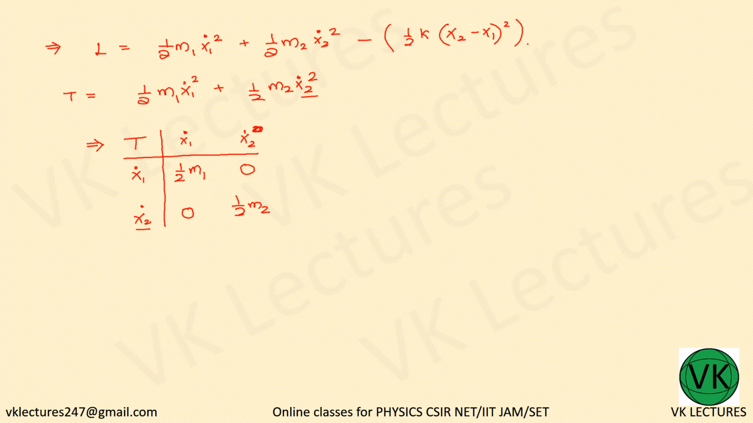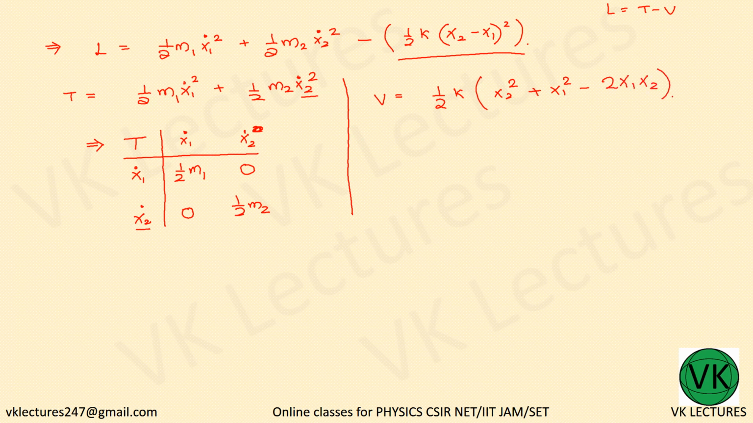Now coming to the potential V. The Lagrangian is L is equal to T minus V. Whatever we have here is the potential, half K into x2 squared plus x1 squared minus 2 x1 x2. So we will write V over here. This is x1, this is x2, this is x1 x2.